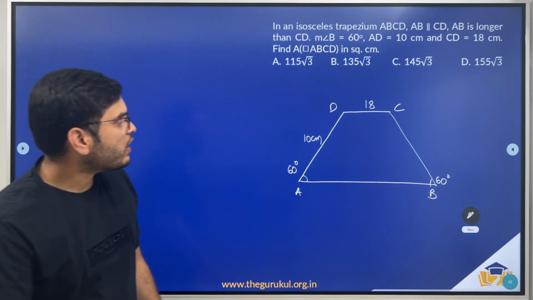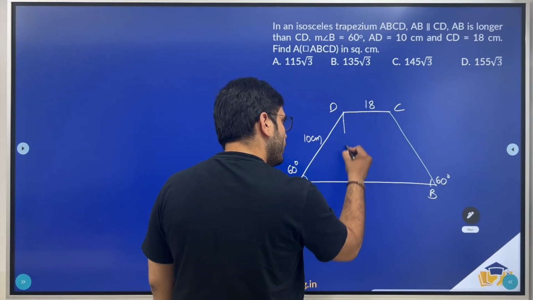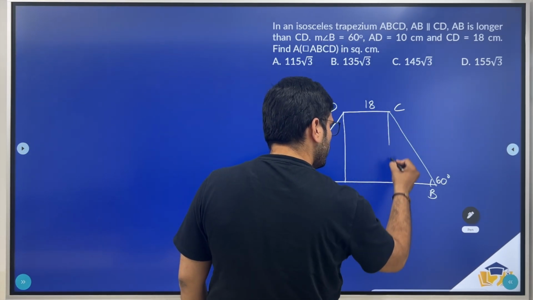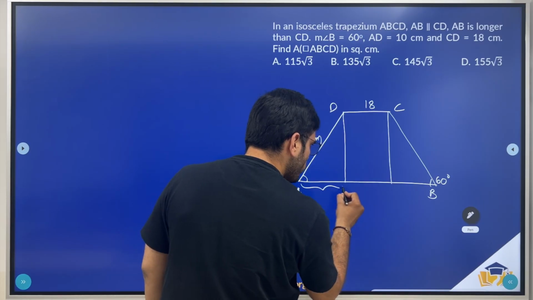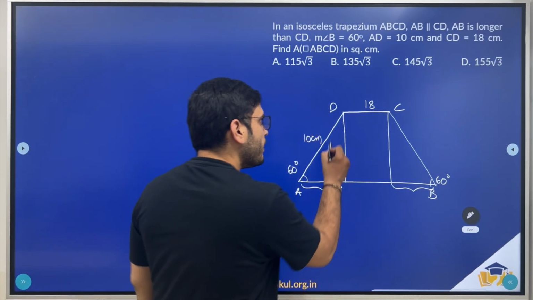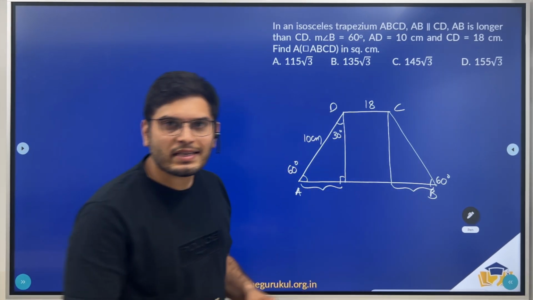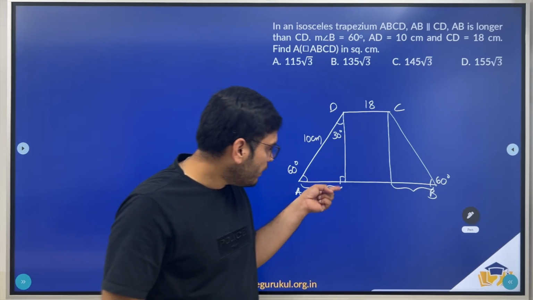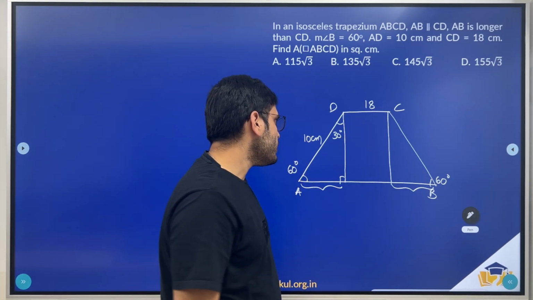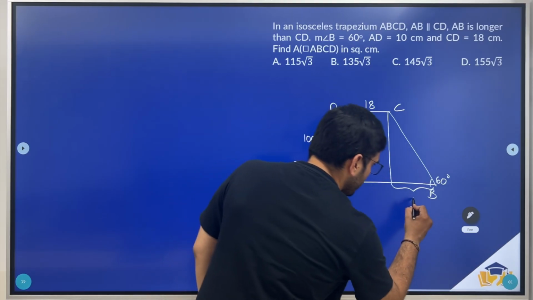Now what are we asked? We are asked to find the area of the trapezium, right? So let me drop a perpendicular from D to AB. Now these two will also be of the same length, right? Now this angle is 60, this angle will be 30 degrees, right? So we have a 30-60-90 special right angle triangle. Now if the side opposite to 90 is 10 centimeters, the side opposite to 30 will be half of that. So this is 5, this is 5.